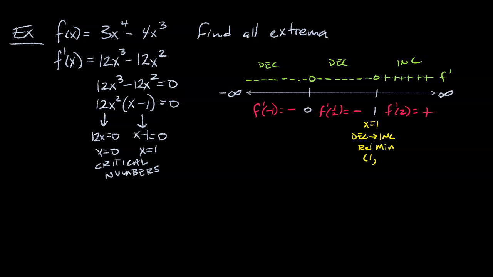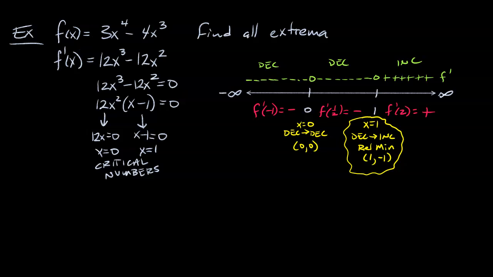I go back to the original function. 3 times 1 to the 4th minus 4 times 1 to the 3rd would be negative 1. So that is one extrema. It's a relative min. The other one is where I thought you might possibly run into issues. At x equals 0, it goes from decreasing to decreasing. Well, that's nothing. That's not a minimum or a maximum, so we don't do anything with it. It technically is a critical point, and it's going to be the point 0, go back to the original function, 0, 0. But it is not a minimum or maximum because it doesn't change from increasing to decreasing or decreasing to increasing. So we only have one extrema.